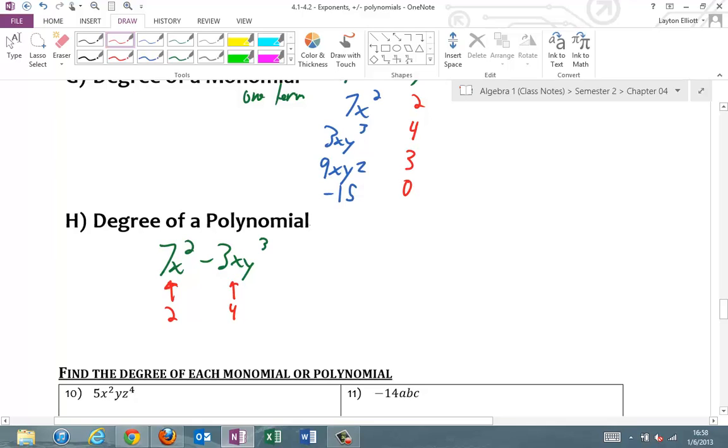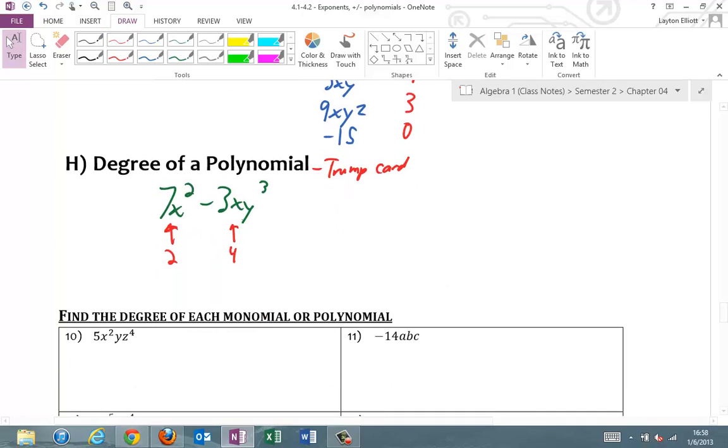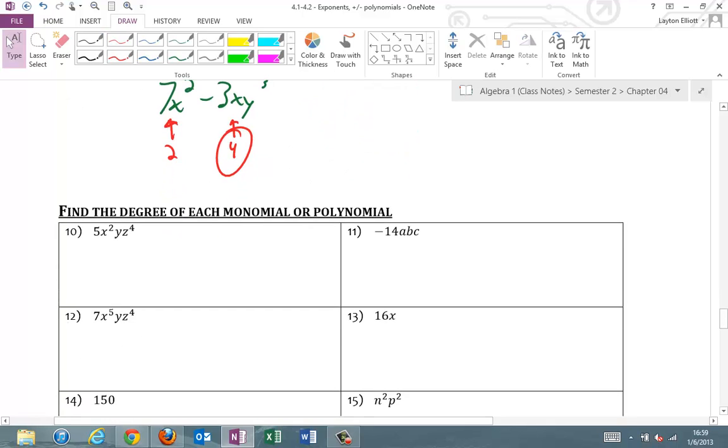I want you to think of the degree of a polynomial as being like a trump card, if any of you play euchre. Whichever one is the biggest is the one that we're going to go with. So we're going to say that the degree of this polynomial that I've created has a degree of 4. Let's do some practice with this.